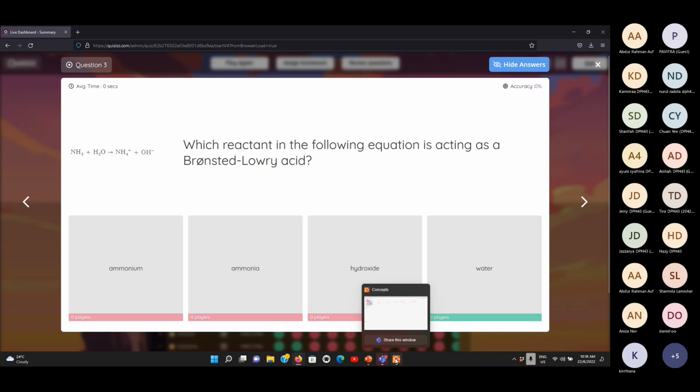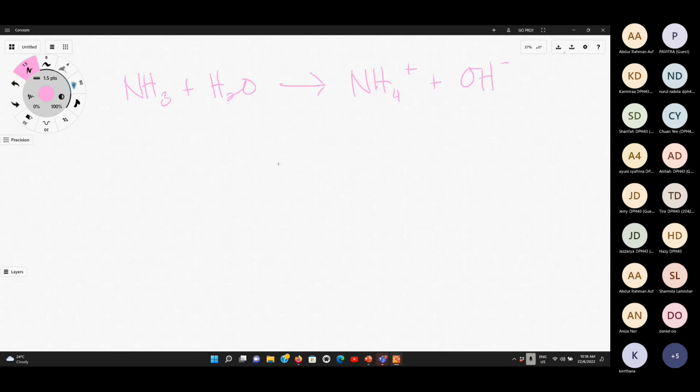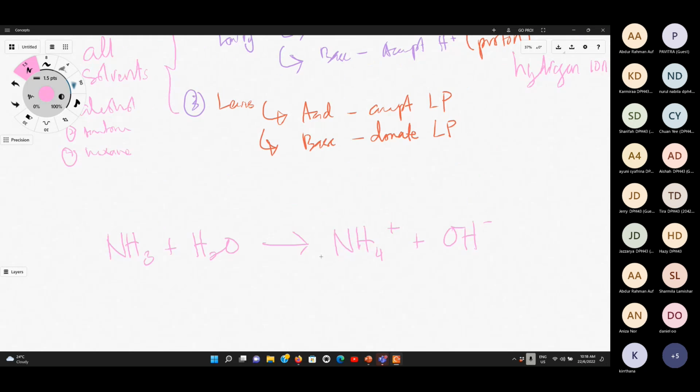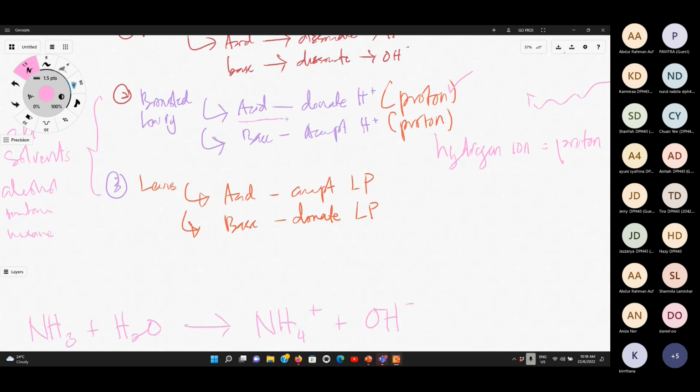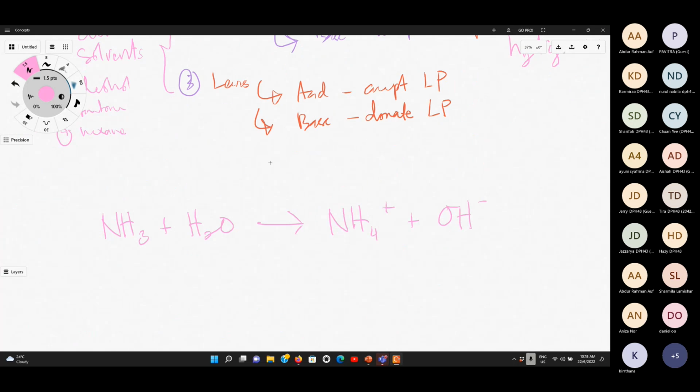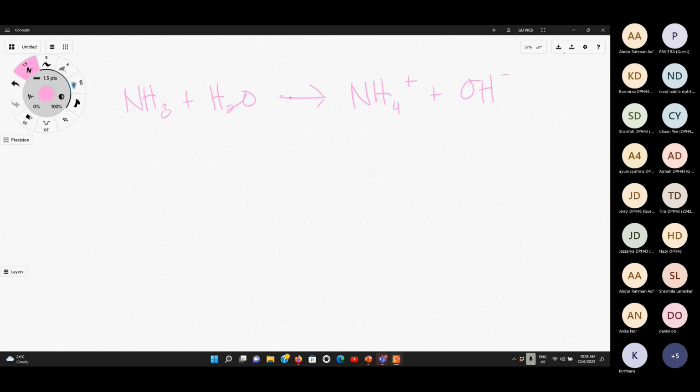So kita tengok dekat sini definition of Bronsted-Lowry acid adalah something that donate H plus ion. Okay, so this is definition of acid. Something that donate H plus ion. So macam mana kita nak tahu siapa yang donate? Kita tengok to this, we look at this chemical equation and it is given in this question tadi.